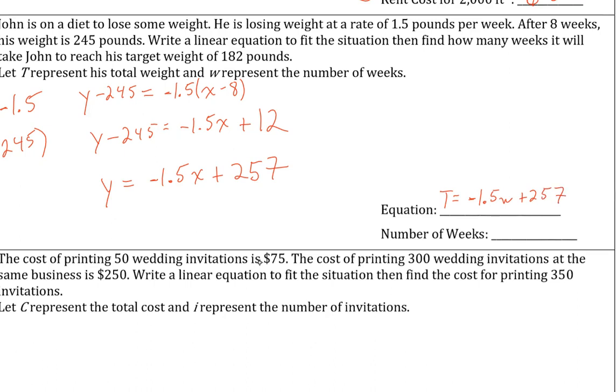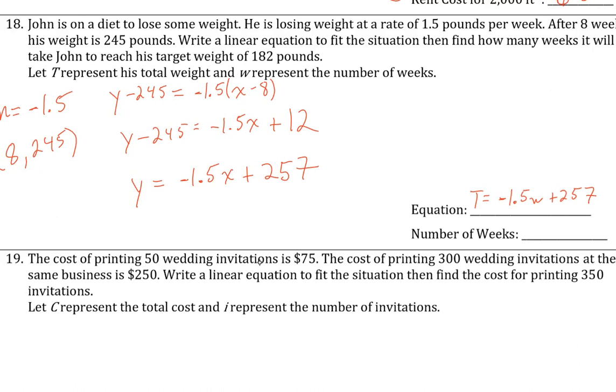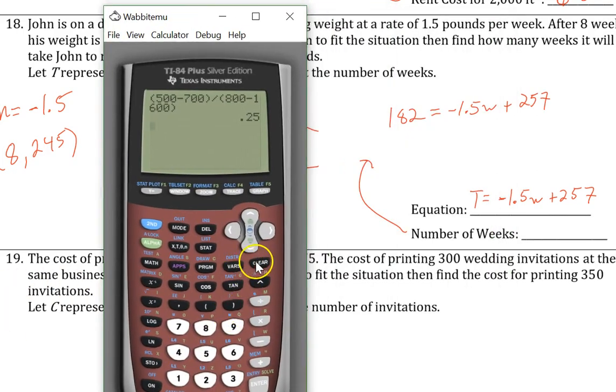So that starting weight was 257. And it says how many weeks till he hits his target weight of 182. So we're solving for W. So for the number of weeks here, we'd plug in 182 for T, that total weight. We'd subtract 257 first. So let's go ahead and solve. So I'd take that 182 and subtract 257. And then I want to divide that by that negative 1.5. And we'll find out it's going to take 50 weeks.